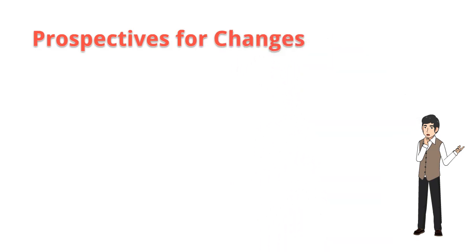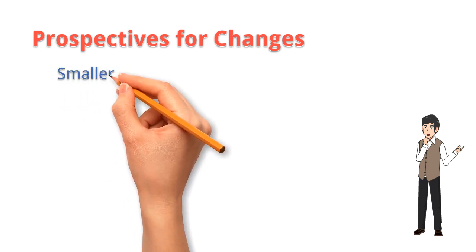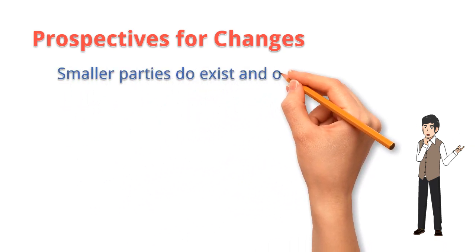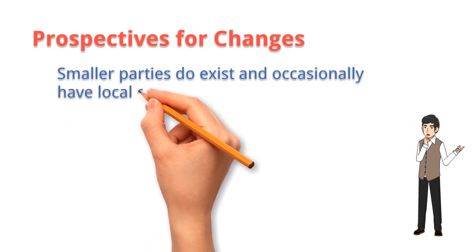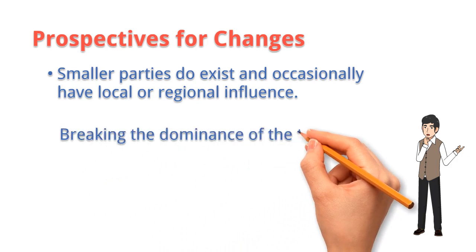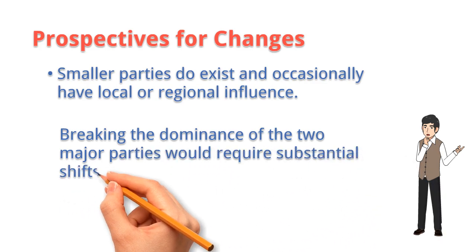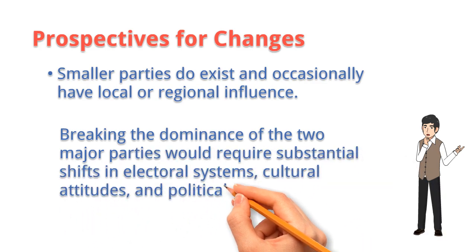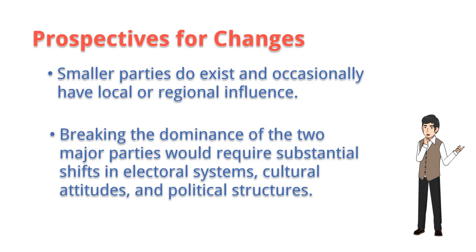It is important to note that the two-party dominance does not mean that other parties are non-existent in the United States. While smaller parties do exist and occasionally have local or regional influence, they face significant hurdles in achieving broader national recognition and representation. Ultimately, breaking the dominance of the two major parties would require substantial shifts in electoral systems, cultural attitudes, and political structures. Movements advocating for electoral reforms, such as ranked choice voting or proportional representation, aim to create more opportunities for third parties to thrive and challenge the existing two-party dominance.